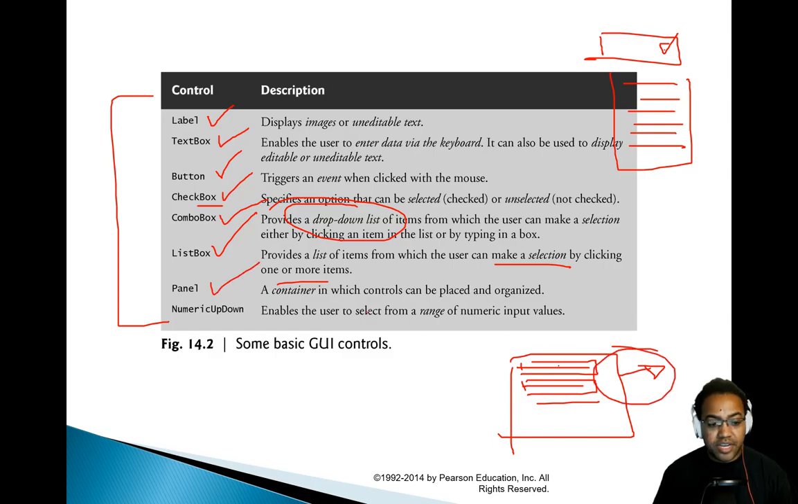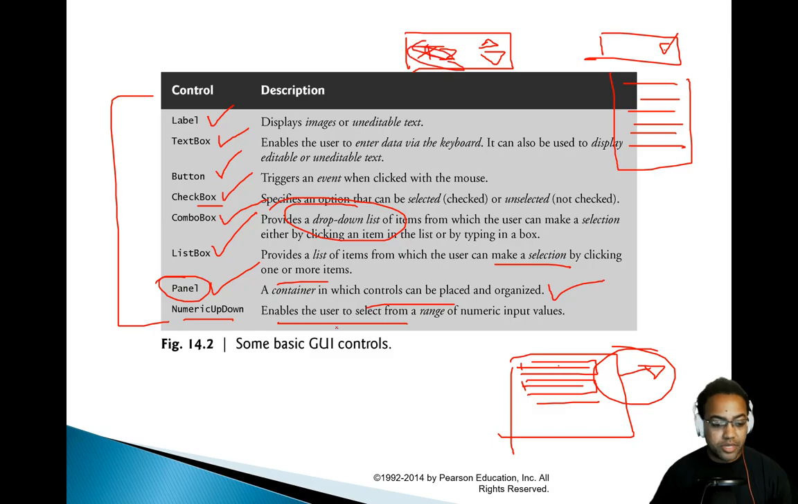A panel is a container of things or controls. It really is just a section of your page. Panels are old school. They're not used nearly as much in modern development, but they come in handy when you're using C#. And numeric up-down enables the user to select a range of numeric input values, normally in a text box. It'll look something like this, and the user can click the up or down, and then it'll increment by 1 or decrement by 1 or whatever the case may be.